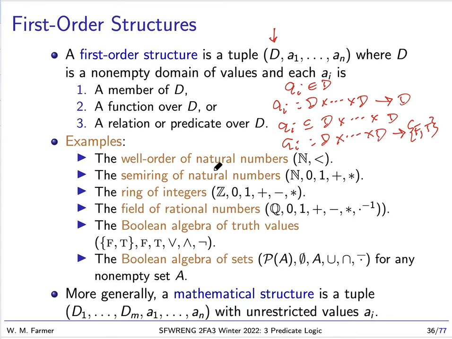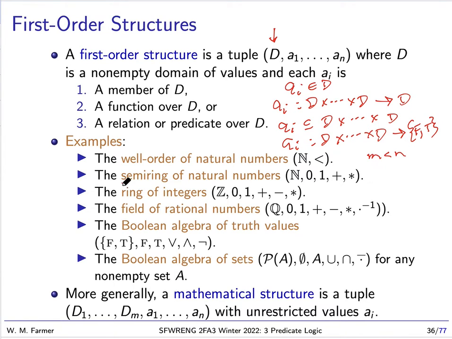I won't go into detail about all of them, but the first one is D is our set of natural numbers, and less than is either the relation or the predicate over D, the normal relation, which says that M is strictly less than N, where M and N are natural numbers. And then we have the semi-ring of natural numbers. This is the algebraic structure of natural number arithmetic. We have 0 and 1, plus and times. We have the ring of integers.